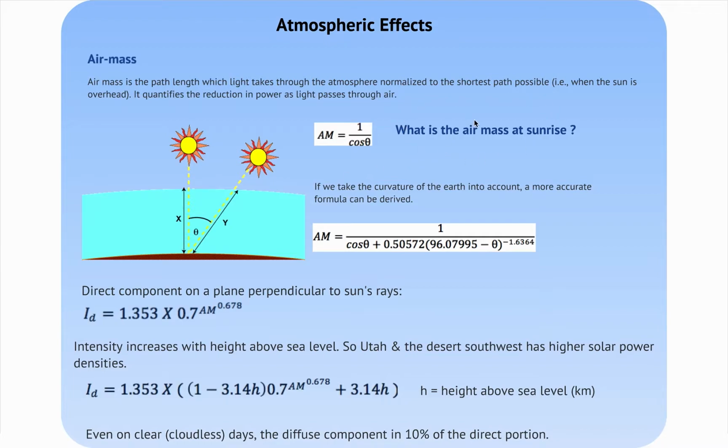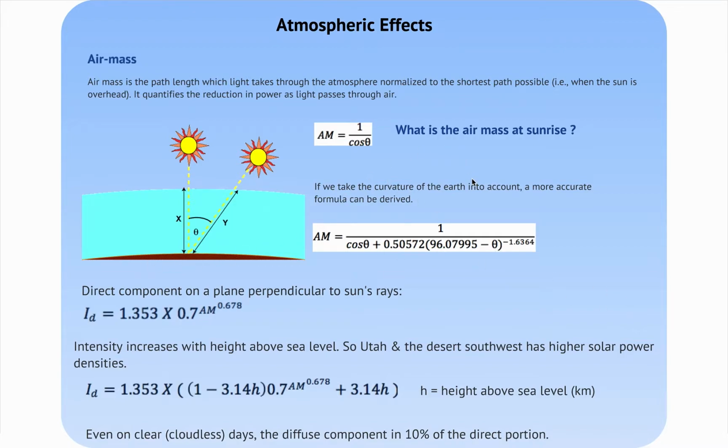So what is the air mass at sunrise? Sunrise is way out here. Theta is 90 degrees. Cos of theta is 0. Cos of 90 is 0, and 1 over it is infinity. So you're going through a huge amount of air. AM 1.5 is kind of a compromise between infinity and 1. Clearly, infinity doesn't make any sense. It's just 0 because there's no light there.